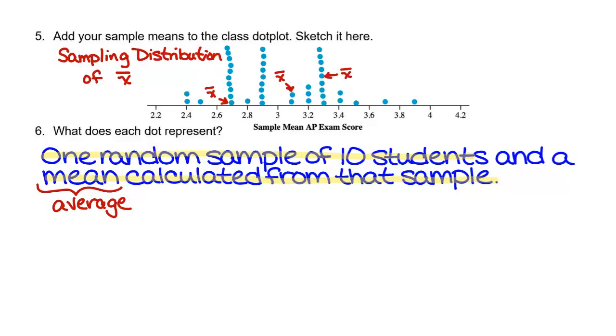Again, down on number 6, what I want you to write is: one random sample of 10 students and a mean calculated from that sample.